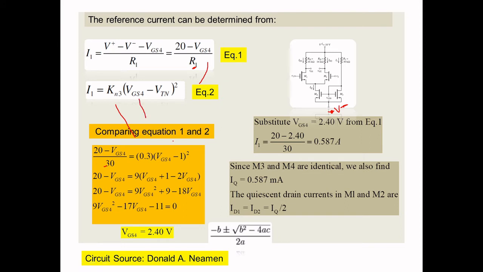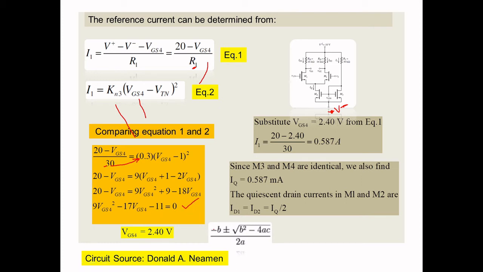Then the threshold voltage is 1. Then I simplified this equation by multiplying out using the (A minus B) whole square formula. Finally I obtained this equation: 9 VGS4 square minus 17 VGS4 minus 11 equals 0.